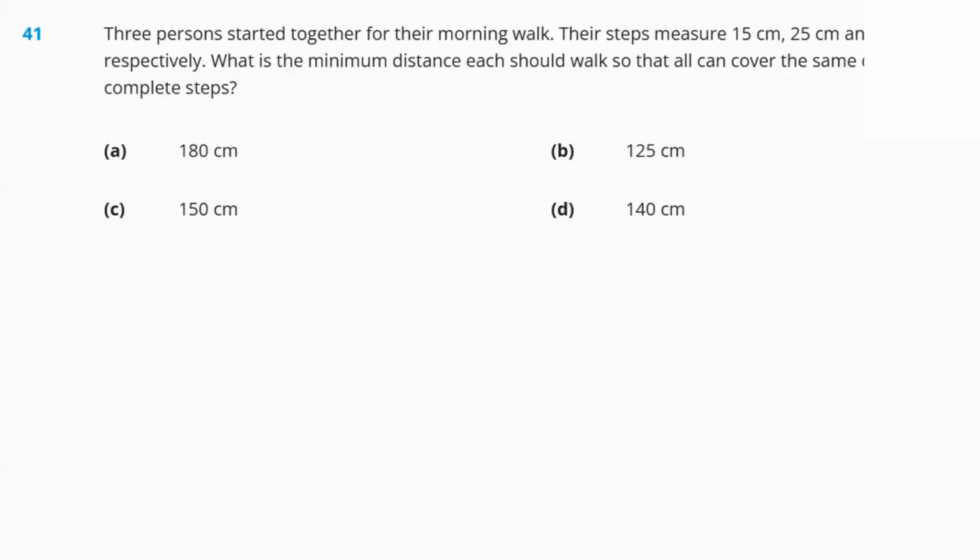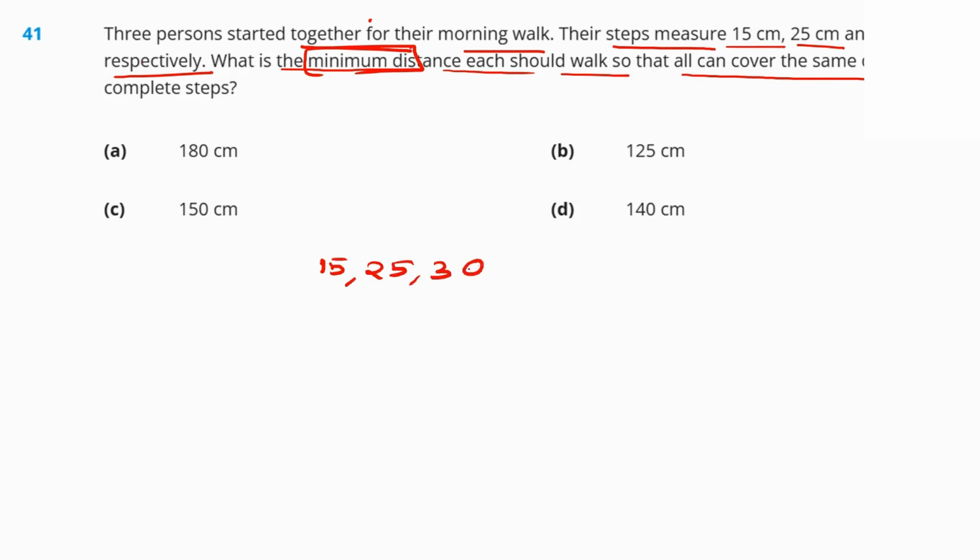Moving on to the 41st question. 3 persons started walking together for their morning walk. Their step measures were 15, 25, and 30 centimeters respectively. The minimum distance each should walk so that all can cover the same distance and complete steps is. Since the word minimum is here, we have to find the LCM, lowest common multiple. So we have to find the LCM of 15, 25, and 30.